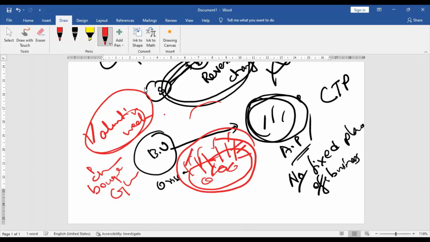There are different goods here. More than one supply is there. More than one supply. This is example one. For example two, I will take.